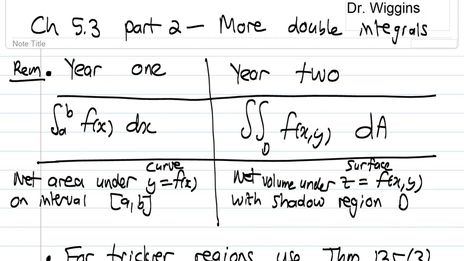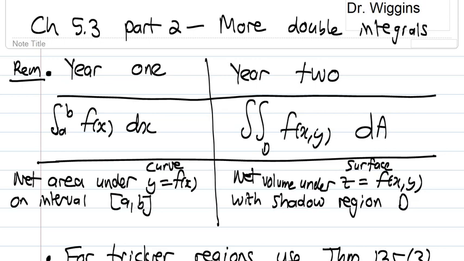Now, in year 1 we had the following notation, the integral from a to b of f(x) dx. And we said that this is the net area under the curve y equals f(x) on the interval from a to b. Now, in the previous video, we saw one way to represent a double integral is to write it as the double integral of f over region D dA. And shortly we will mention that this is the net volume under the surface z equals f(x,y), whose shadow is region D. But today we want to evaluate double integrals over trickier regions.